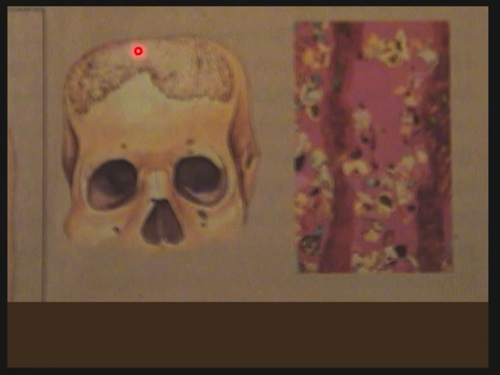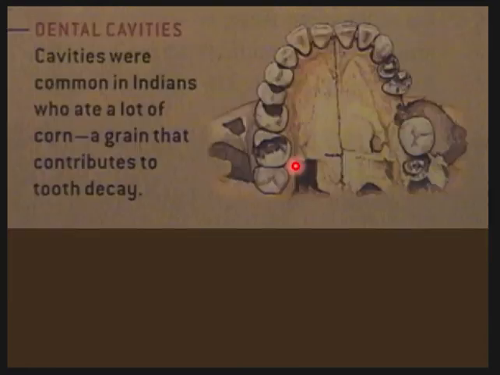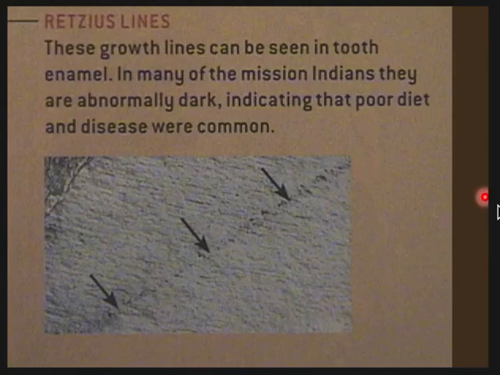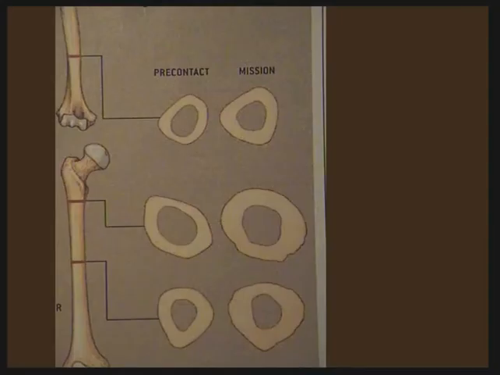There were also lesions on the skull from infection and cavities. You can see some of those cavities as well, and some of those areas of interruption of growth on the enamel. Looking at the cross-section of the bones, they could see that the bones became thicker through time, showing that there were more muscle attachments there through the heavy labor.